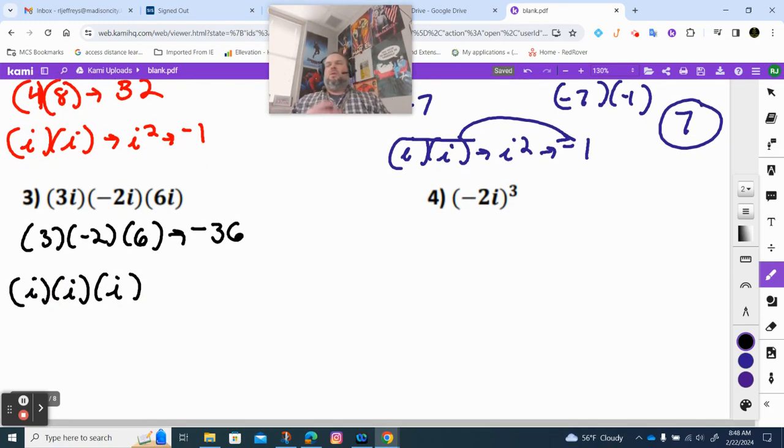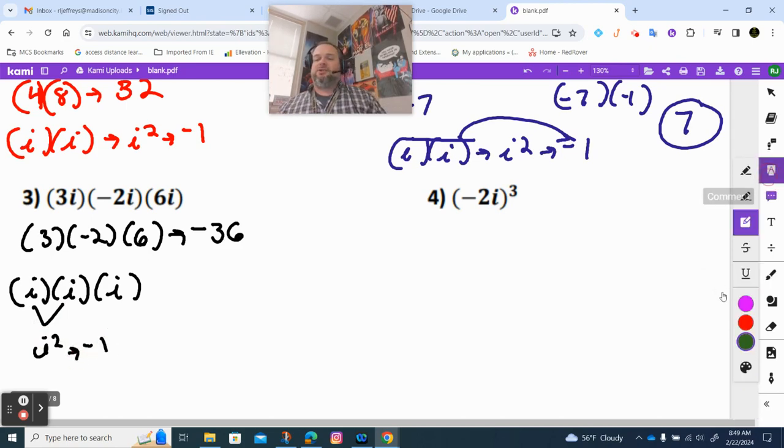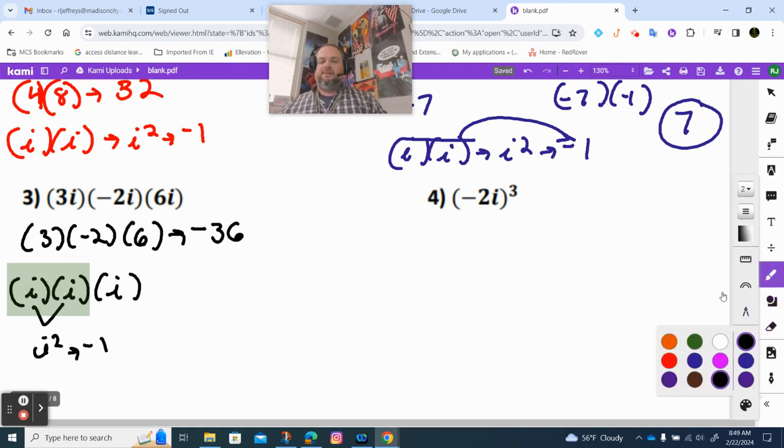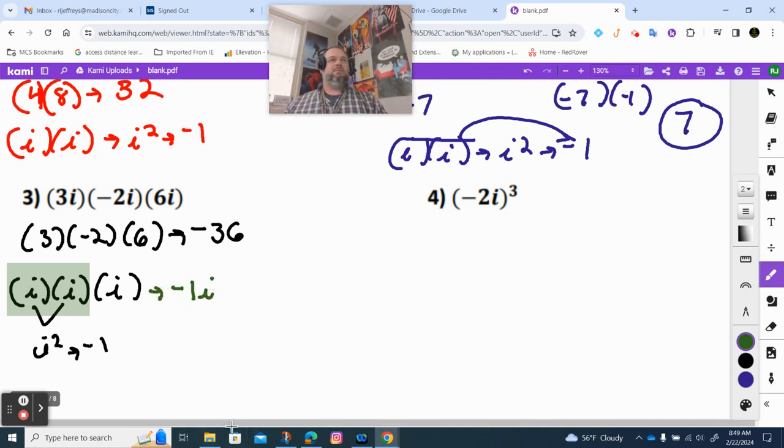So, what have we noticed? We've done 4 problems like this. What have we noticed that i times i is? Yeah, i squared, which is negative 1. You could actually sit there and pick that out. You can say, oh, okay, that's going to be negative 1. Some people can see that, some people can't. And then you would have negative 1 i, because this i is just kind of tagging along.